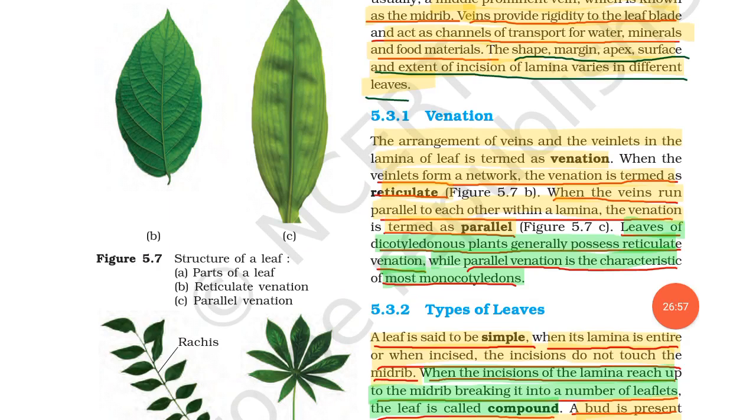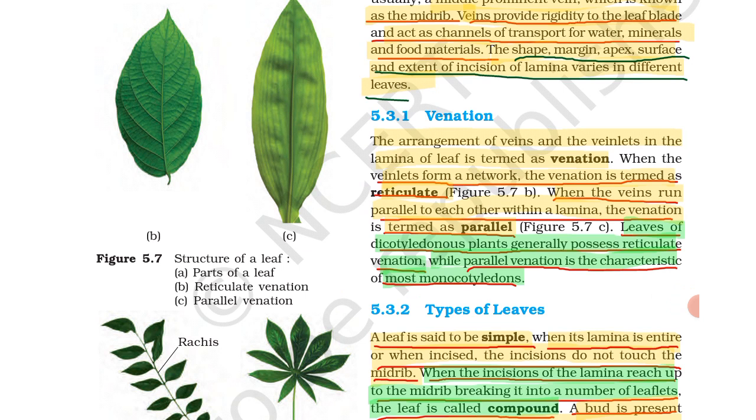Venation. So let's learn venation. The arrangement of veins and veinlets in the lamina of a leaf is termed as venation. When the veinlets form a network, the venation is termed as reticulate. So see figure 5.7b, structure of leaf, parts of leaf and reticulate venation. B shows reticulate venation.